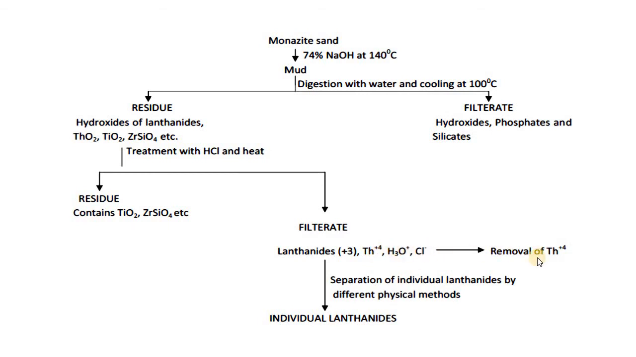From here, the thorium plus 4 can be separated and removed. And now this filtrate can be used for the separation of individual lanthanides by using any suitable method which has been discussed in the previous lecture, such as the ion exchange method, solvent extraction method, chromatographic technique, etc. All these techniques can be used depending on the suitability.